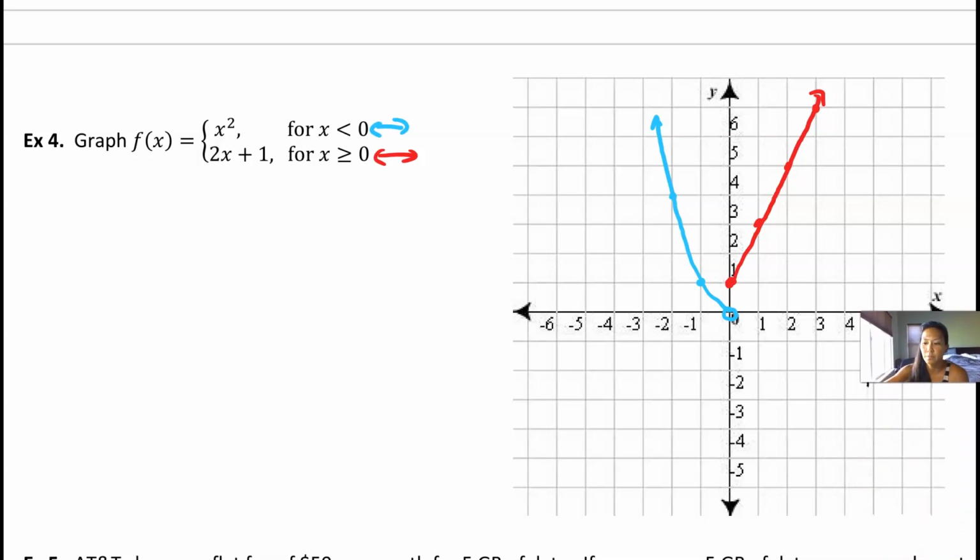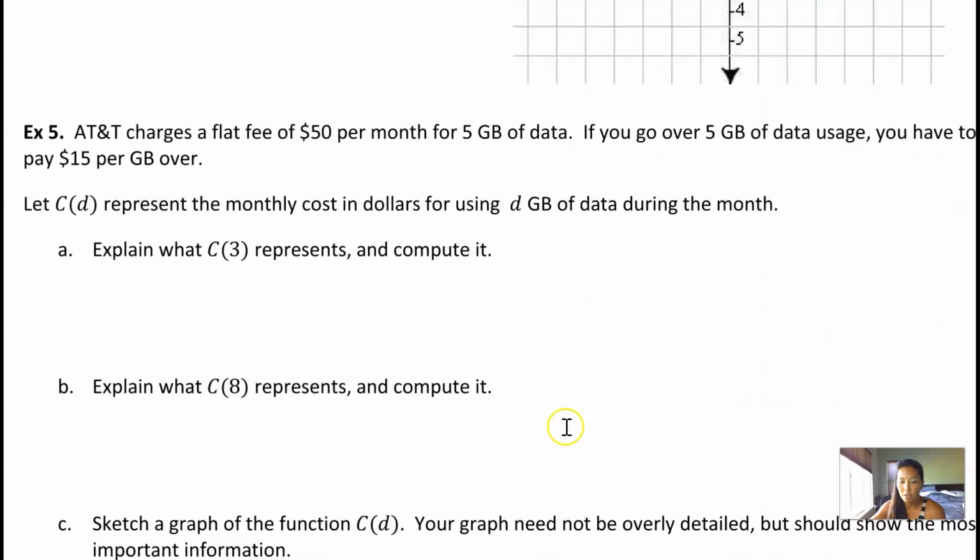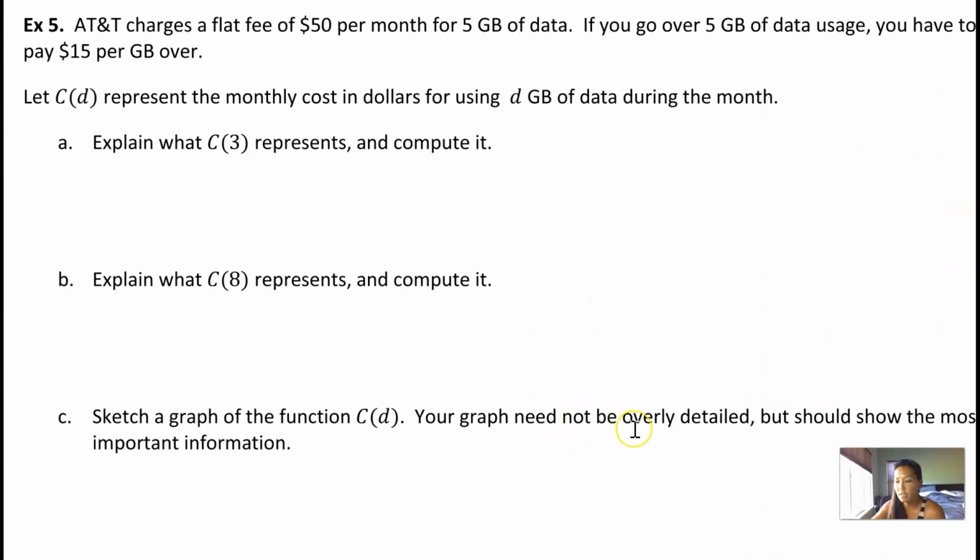Okay. All right, now we're going to move on to the next section, AT&T. So funny story, when I went to Disneyland last year, I used all my data and it charged me $15 each gigabyte over my data. So that's why this little example came up, okay?